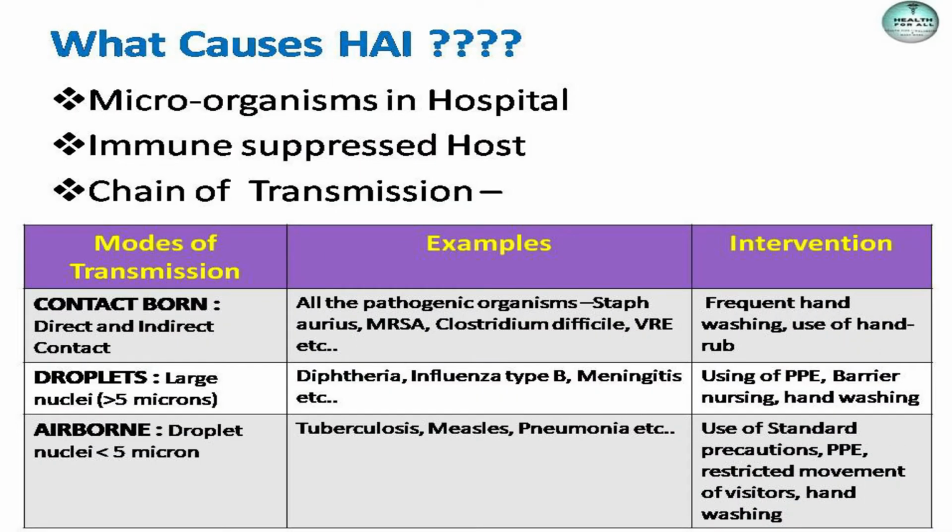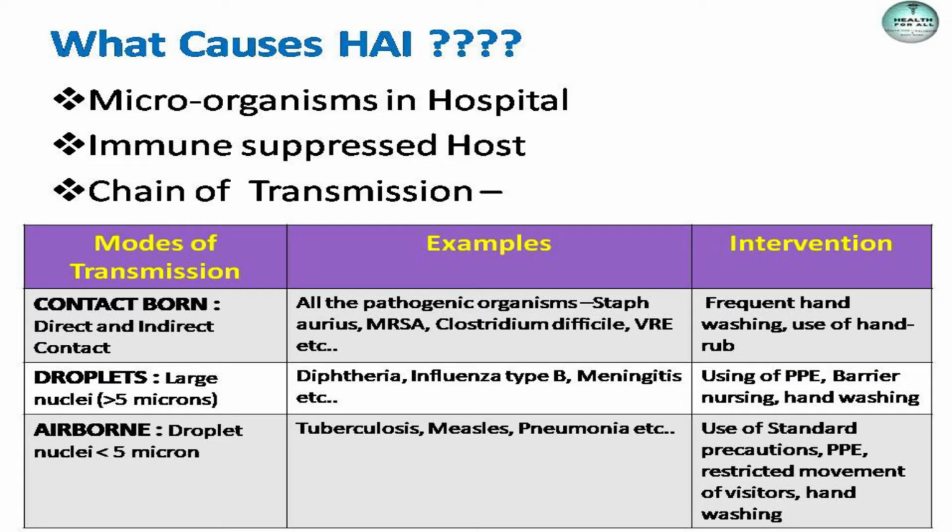So what causes HCAI? There are 3 things that cause hospital acquired infection in any healthcare setting. Number 1, microorganisms in the hospital. Number 2, immunosuppressed host. And number 3, chain of transmission. Any pathogens and superbugs are microorganisms in the hospitals. Immunosuppressed host means patients who are already infected or already in a morbid condition due to some other disease. And chain of transmission means how the pathogen spreads.